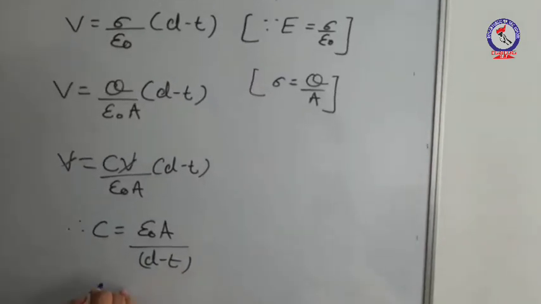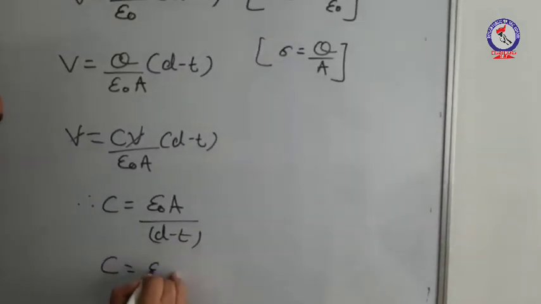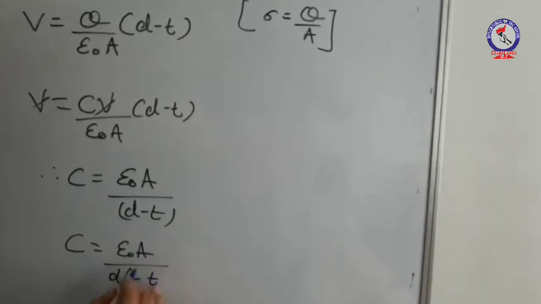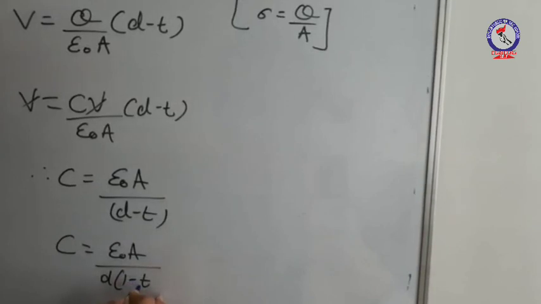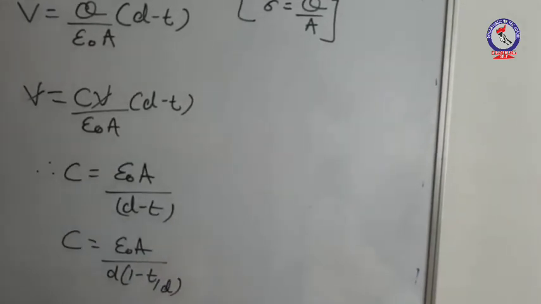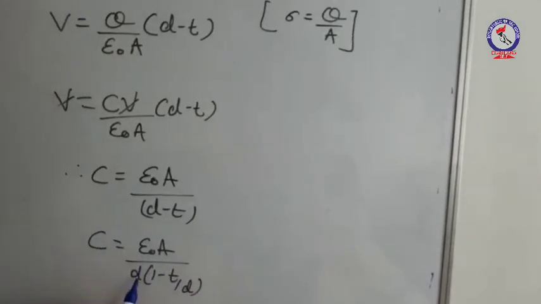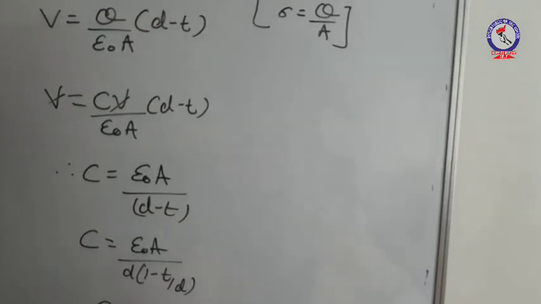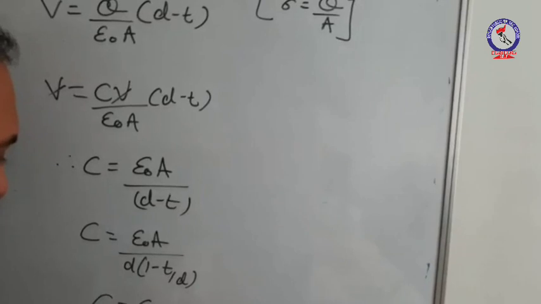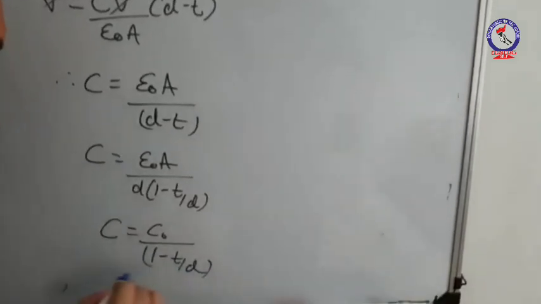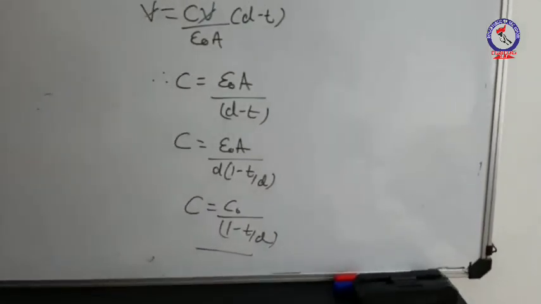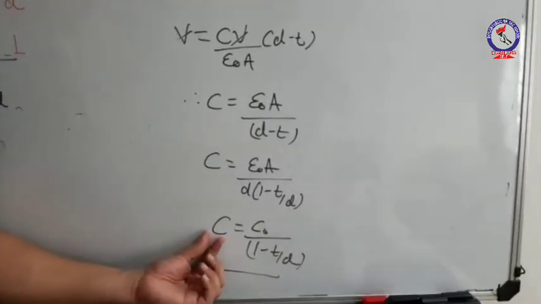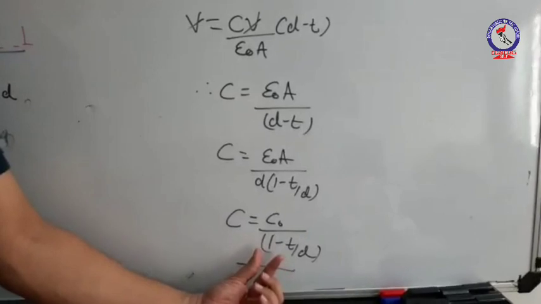Taking D common, we have epsilon 0 A by D times 1 minus T by D, in the denominator. This epsilon 0 A by D represents the capacitance of a capacitor with air between the plates. So here comes the expression of capacitance of a parallel plate capacitor with a conducting slab between the plates.